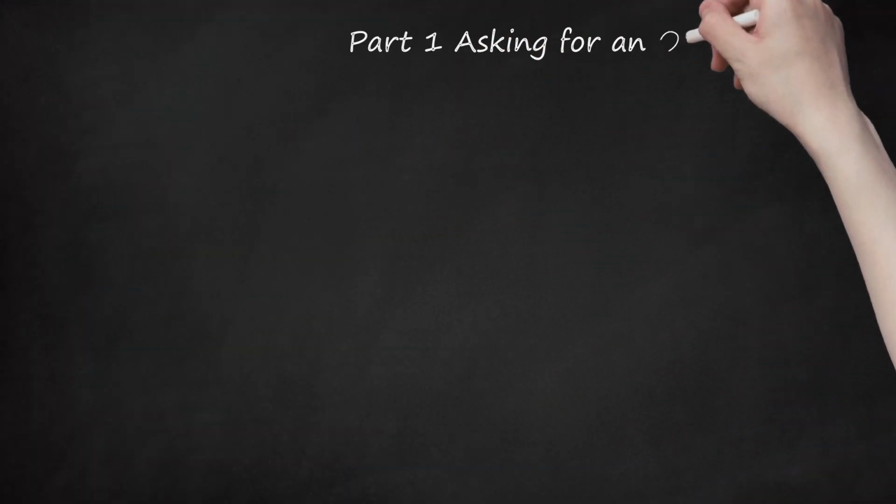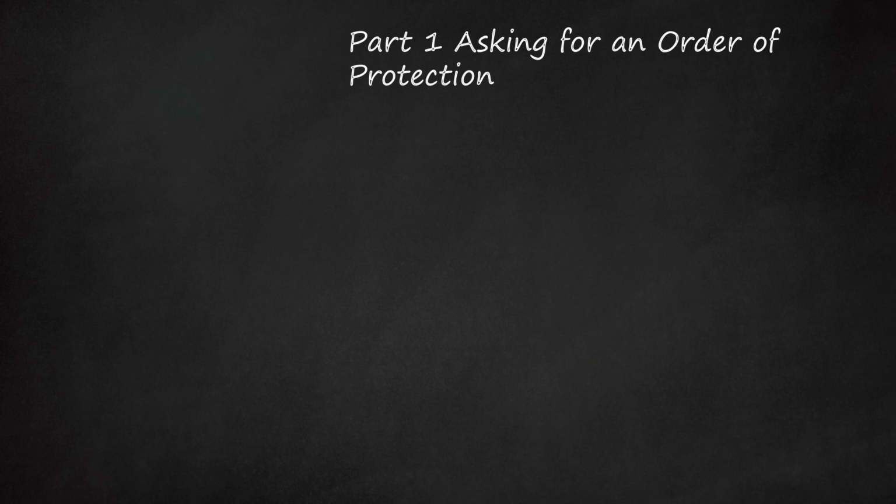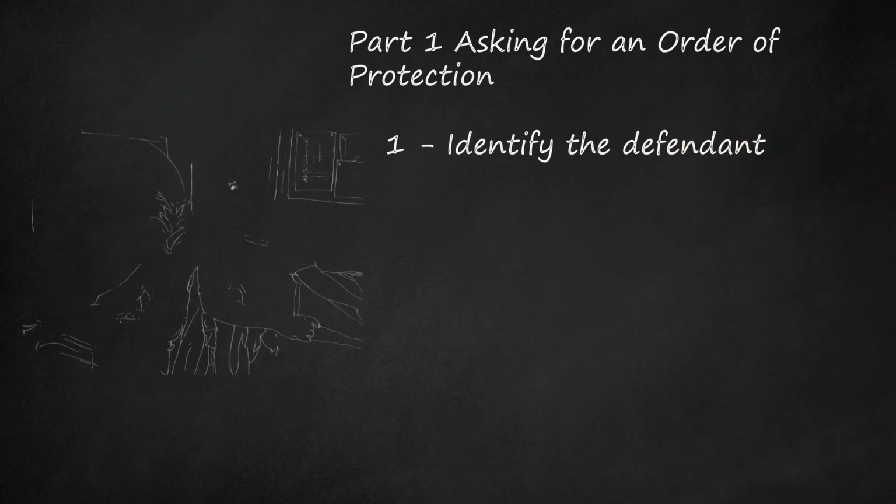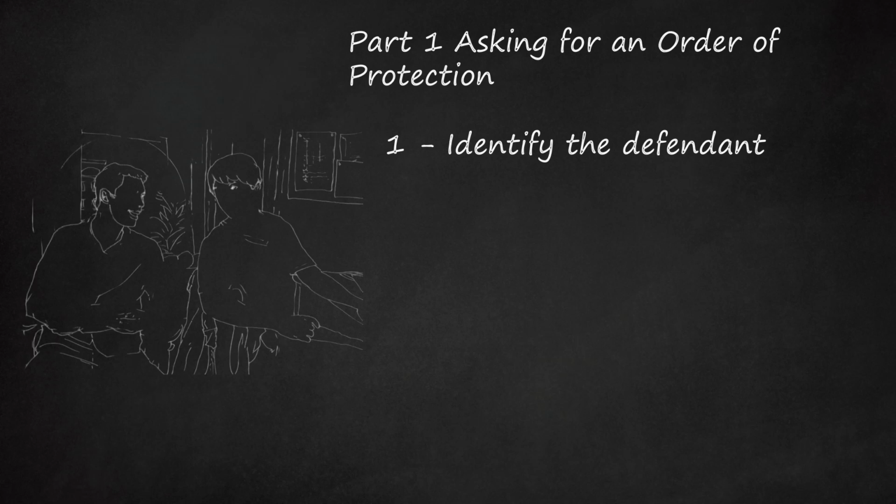Part 1. Asking for an order of protection. 1. Identify the defendant. In Arizona, you can receive an order of protection only against certain individuals. In order to qualify, the defendant must be your spouse, roommate, former roommate, parent of your child, someone you are involved with romantically, or close relatives.